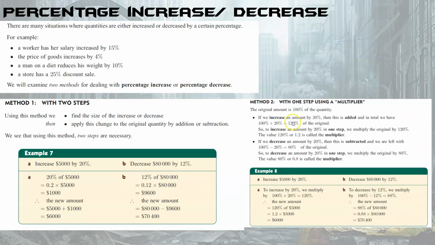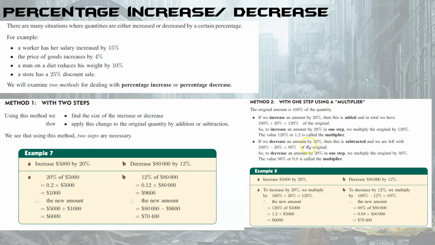Method 2 is using a multiplier. So the original amount is 100% of the quantity. If we increase the amount by 20%, then this is added, and in total we actually now have 120% of the original. If I was to decrease it, I'd do the same thing. I start with 100, but if I decrease by 20%, I now have 80% of the original.